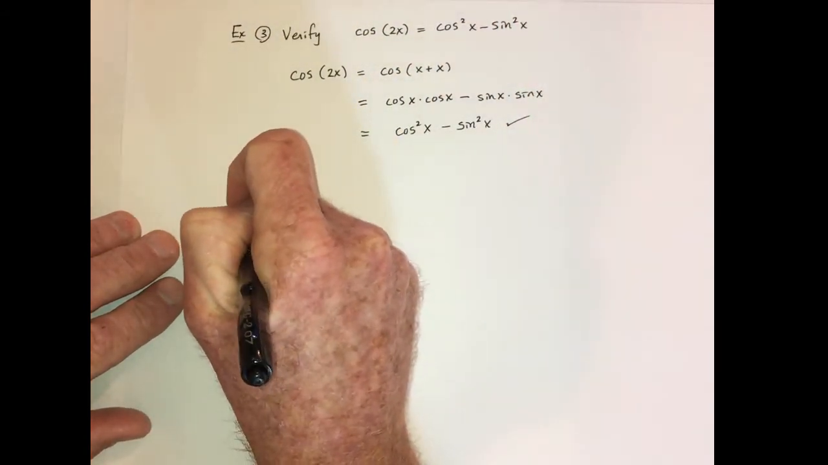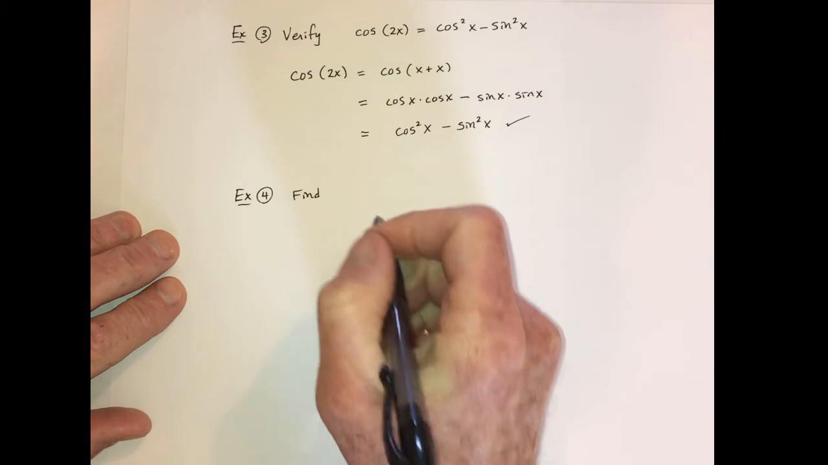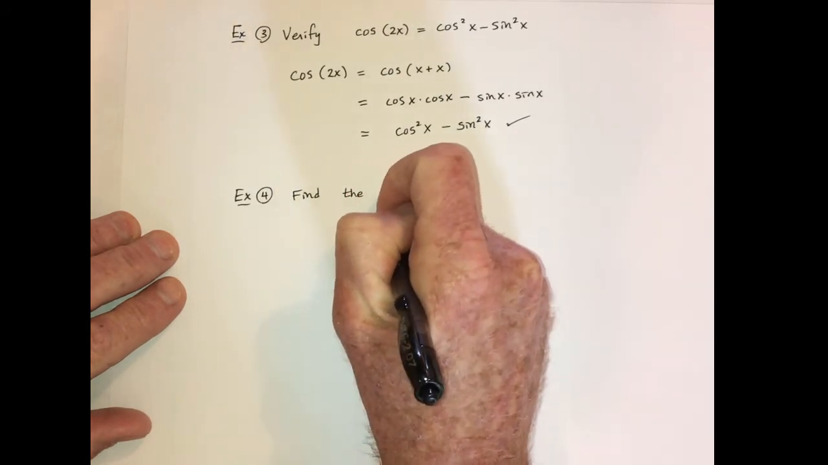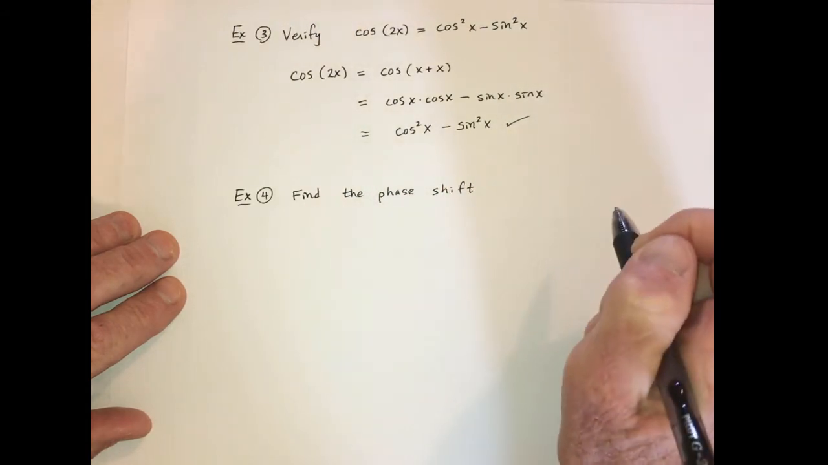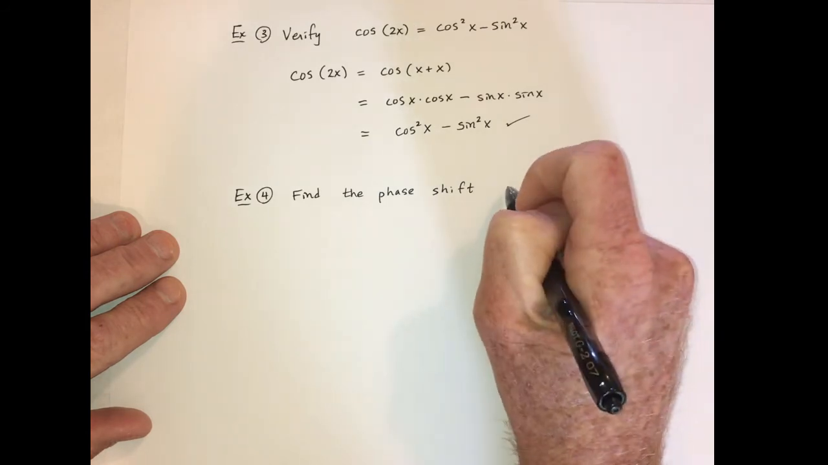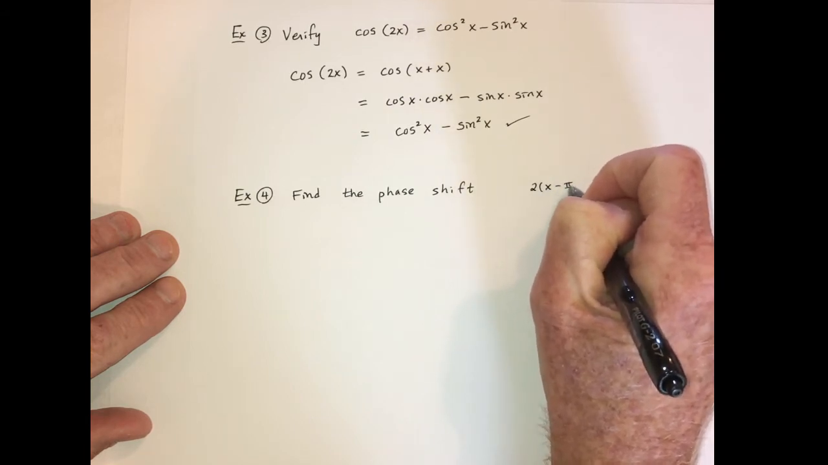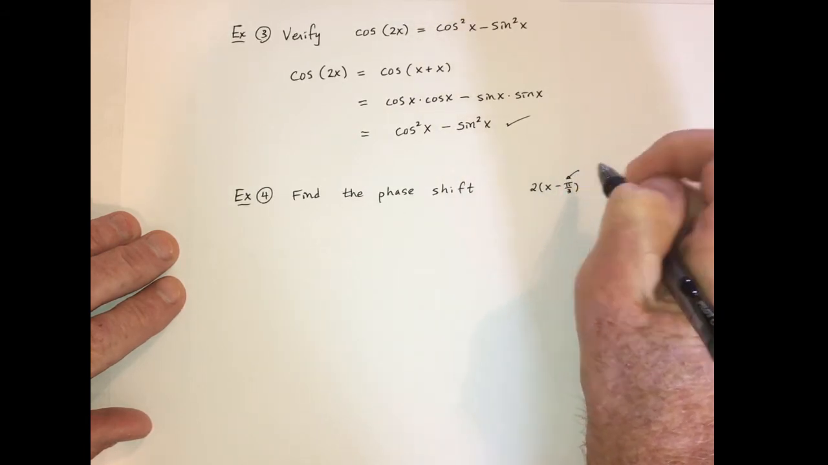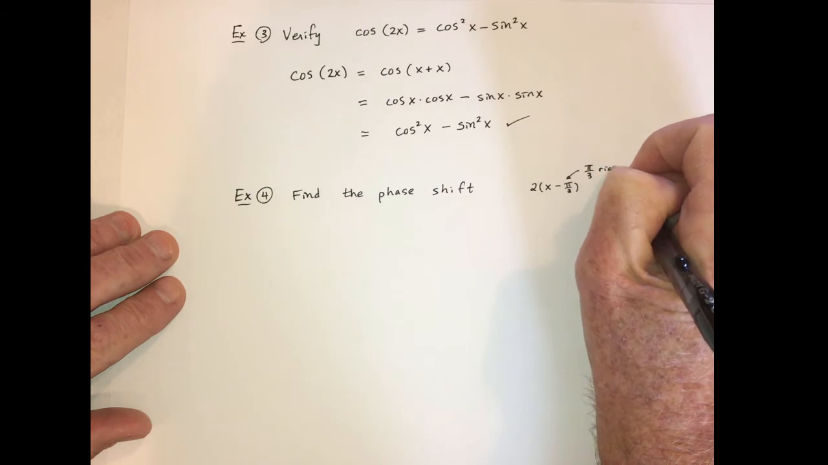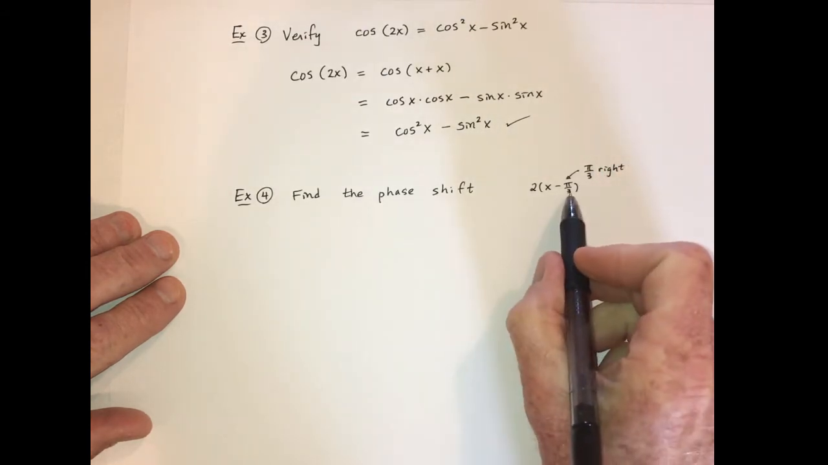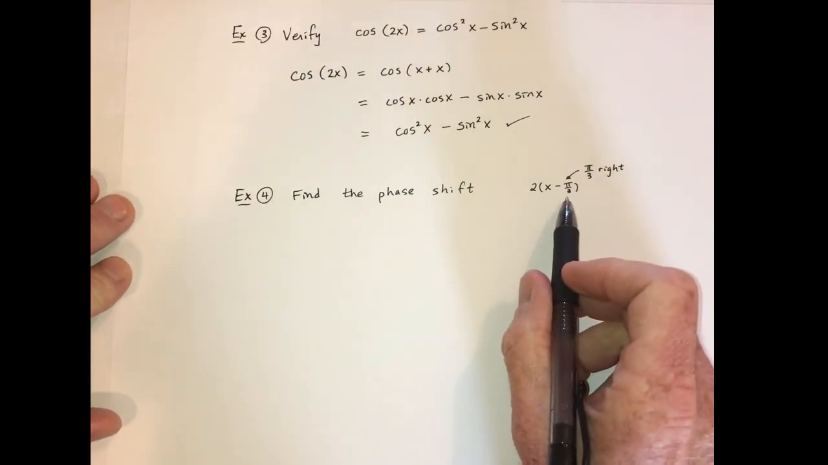Then for example number 4, this one is talking about graphing. Find the phase shift. So phase shift is something like when you have 2 and then x minus pi over 3 or something like that, then this is the phase shift. So this would be pi over 3 to the right. It got shifted to the right. Now, I'm not saying that's what the answer is because I haven't even written the question, but I'm just reminding you that's what phase shift means.